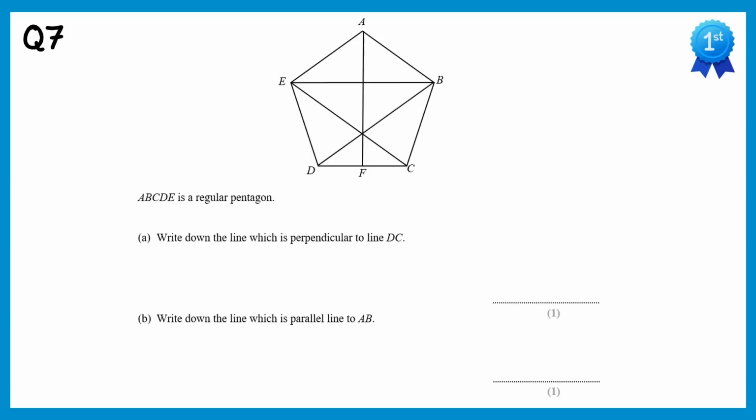For part A, we need to find a line that's perpendicular to the line DC. The word perpendicular means meets at right angles, so if we mark on the line DC, you can see the line that makes a right angle with that is line AF.